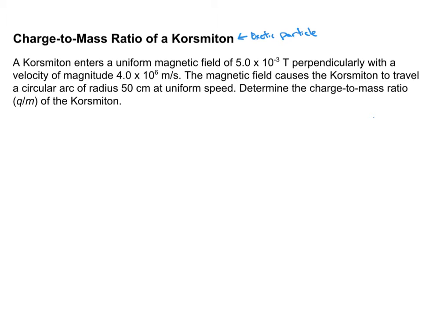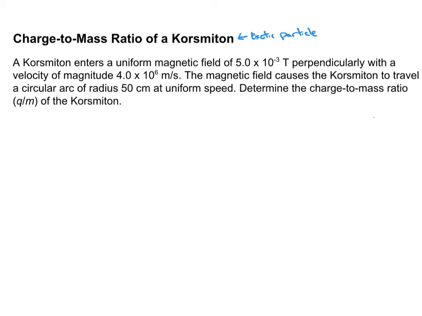So here, this exotic particle, this korsmiton, enters a magnetic field of 5 times 10 to the negative 3 teslas perpendicularly with a velocity of 4 times 10 to the 6 meters per second. So it goes into this field. This field makes it bend into a circular shape, and the radius is 50 centimeters. Determine the charge to mass ratio Q over M of the korsmiton.